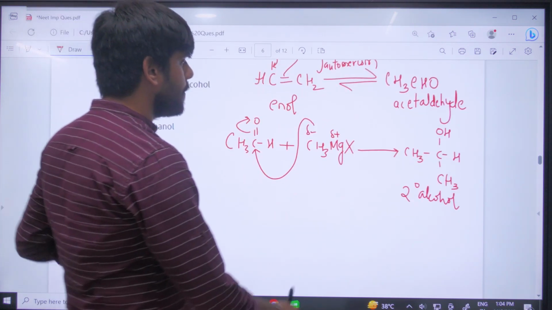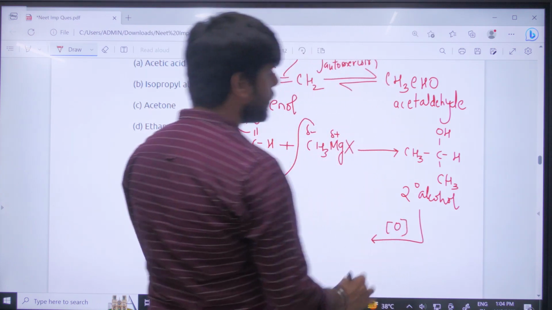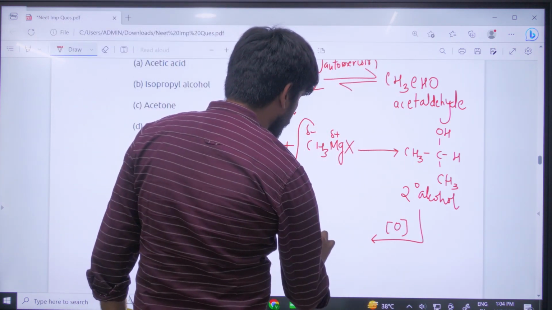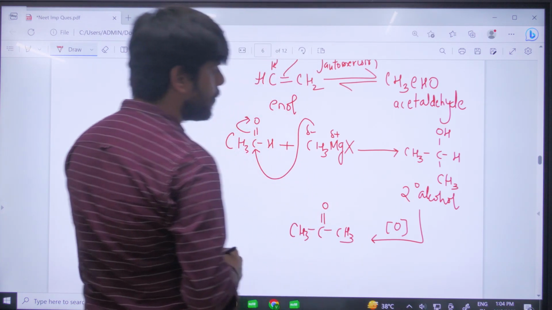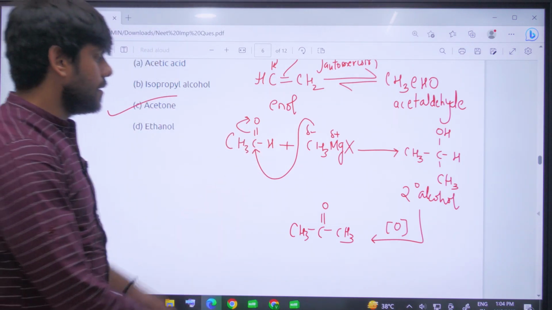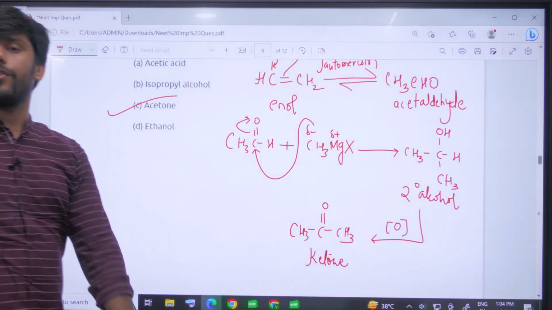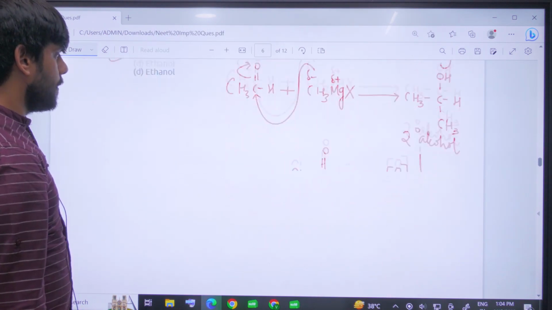Now the reaction is not yet complete. In the last step, this secondary alcohol undergoes oxidation, and you know that a secondary alcohol upon oxidation gives you a ketone. So I end up getting acetone as the product. So acetone is the right answer. This is your ketone. I hope you understood this question. Let us move to the next one.